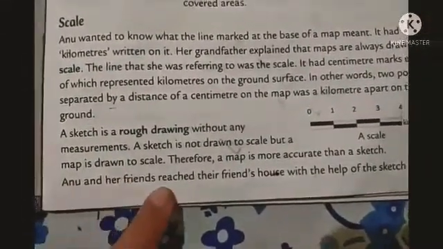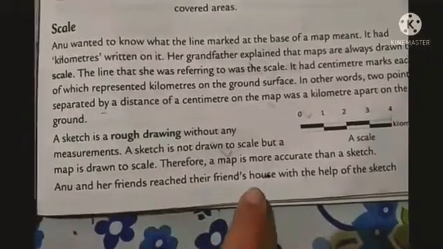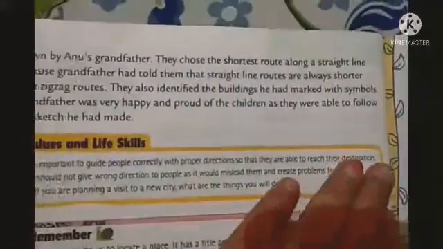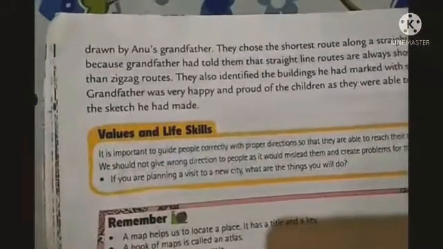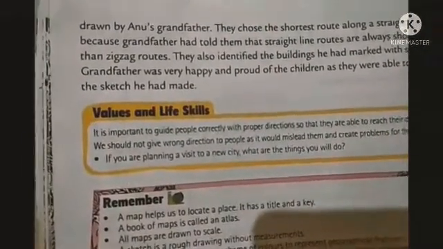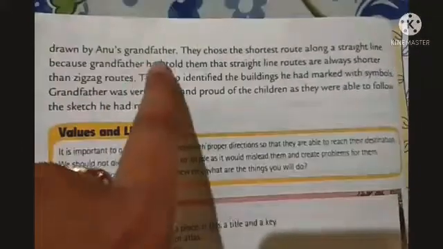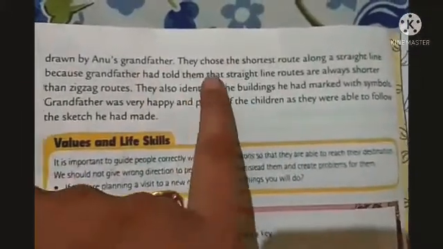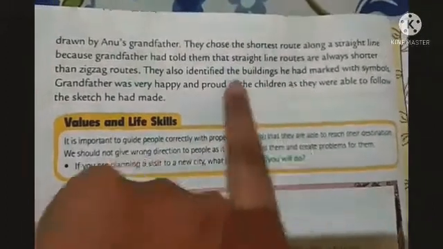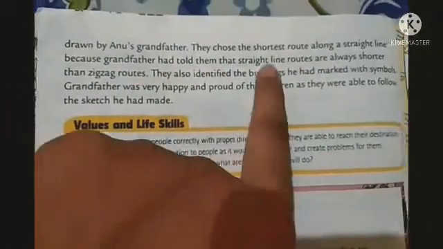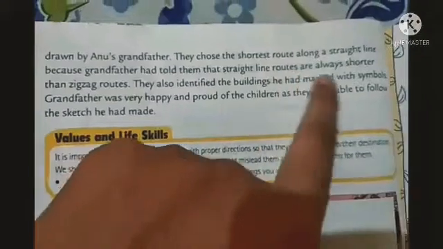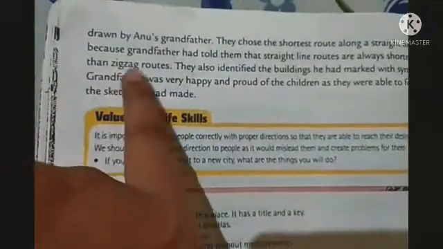Anu and her friends reached their friend's house with the help of the sketch. As I told you, they were searching for another friend's home, then grandfather drew the sketch, and with the help of that sketch they reached their friend's house. It was drawn by Anu's grandfather. They chose the shortest route along a straight line, because grandfather had told them straight line routes are always shorter than zigzag routes, okay.